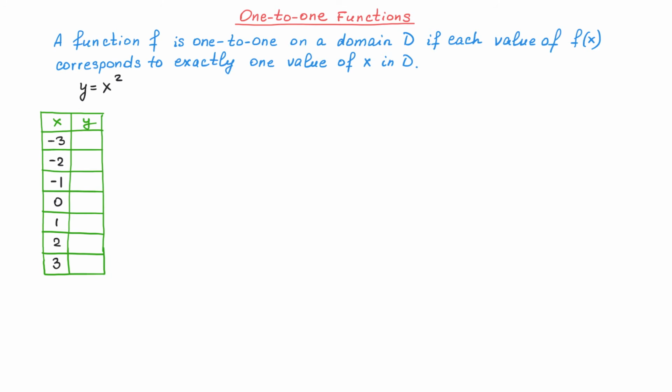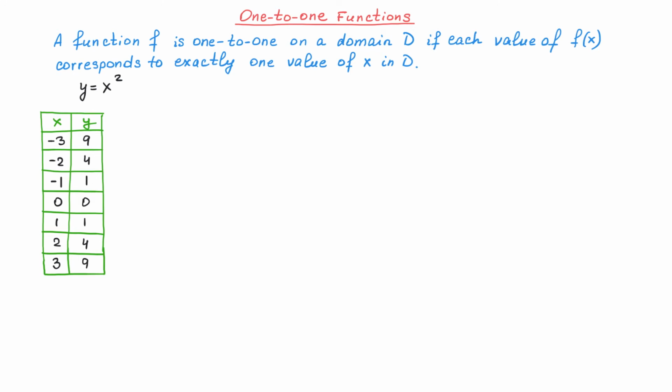In this table, for x, I chose the values -3, -2, -1, 0, 1, 2, and 3. Then I will replace each of these numbers in the function to find the value of y. Then we will get 9, 4, 1, 0, 1, 4, and 9. And we know that this equation is a function because for each value of x, we get only one value of y. In other words, each time we replace x with a number, we get only one answer. But now, let's see if the opposite is true. For each value of y, do we get only one value of x? Let's look at this table.